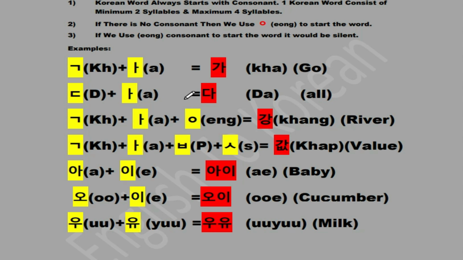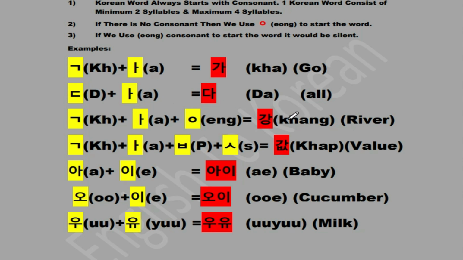Our second word is da. If we break it into syllables, our first consonant is digat. The voice is d. Plus, our second syllable is a vowel and the voice is a. D, a. Da. Da means all.